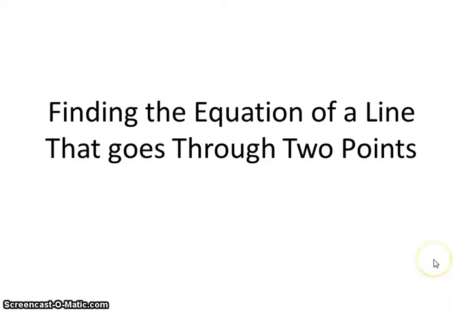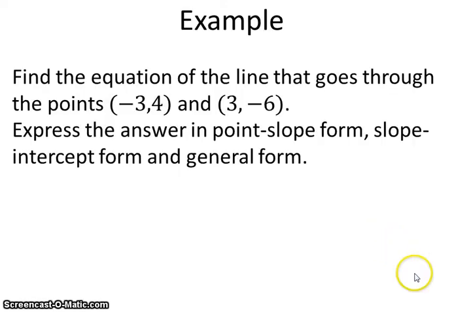Okay, so we're going to find the equation of a line that goes through 2 points, and we're going to express the equation as 3 different forms. We're going to do the point-slope form, the slope-intercept form, and the general form. So here's our example. The points that we're given in this case are (-3, 4) and (3, -6).